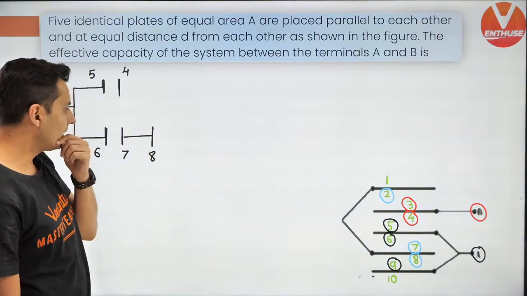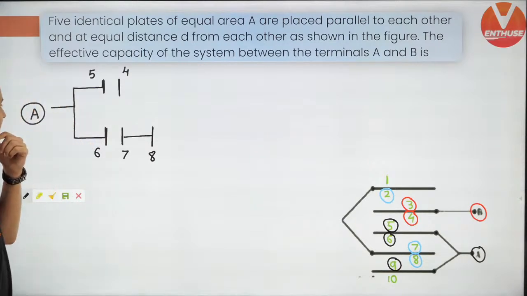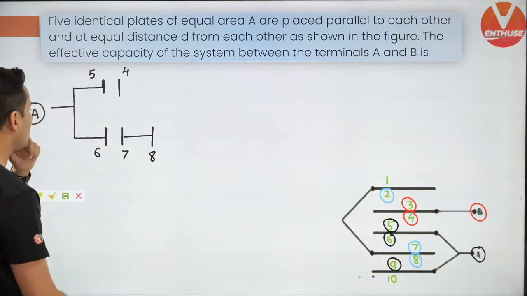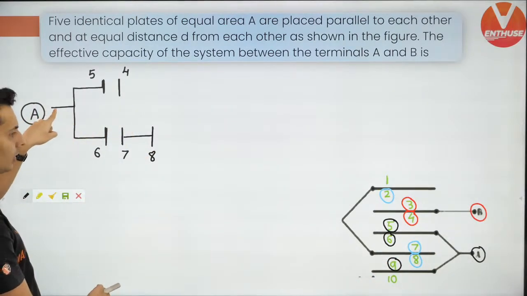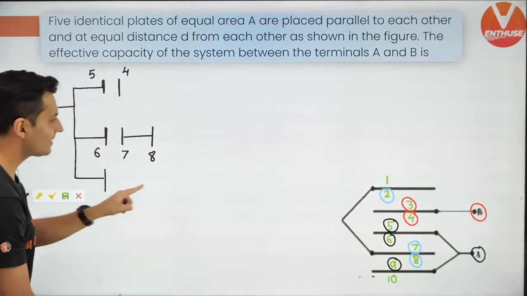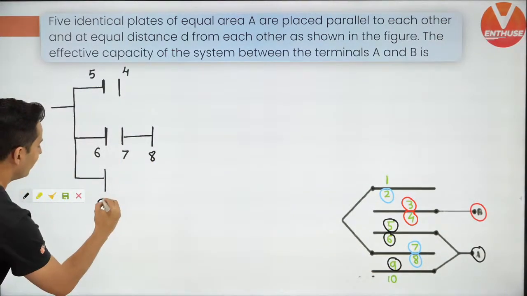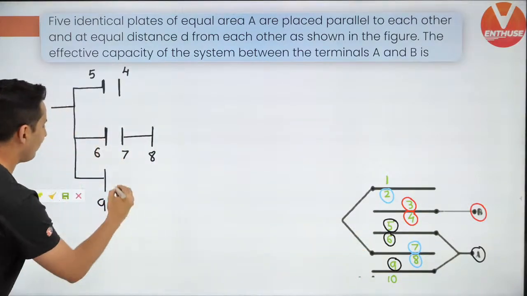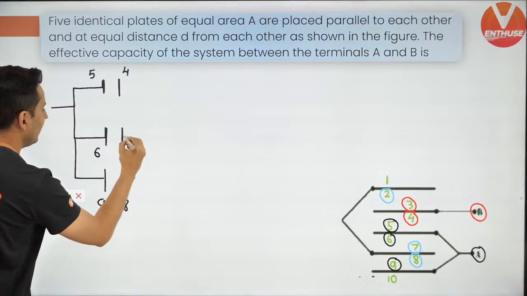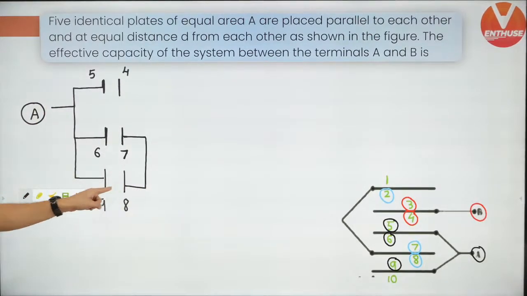If this much is understood, think what is in front of 8. That's 9. In front of 8, you have 9. And 9 is directly connected to A, guys. Let me make one more branch here, which is having 9 over here, and in front of 9 you have 8. Now it makes more sense. I'll get rid of this, and now I will join 7 and 8.